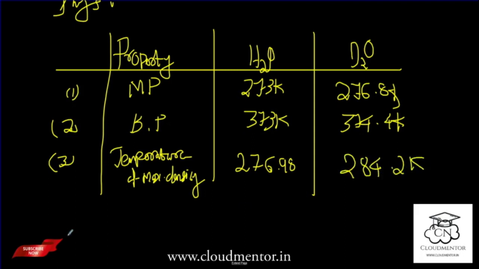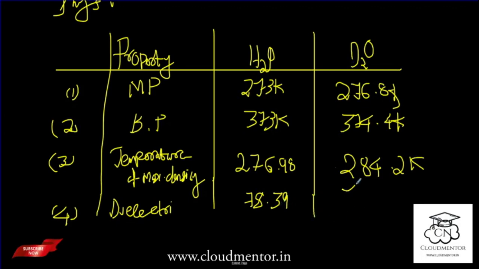And that of heavy water is 284.2 Kelvin. And the dielectric constant of water is approximately 80, but it is actually 78.39, and that of heavy water is 78.06. Due to its high dielectric constant and polar nature, water is an excellent solvent for polar and ionic substances.